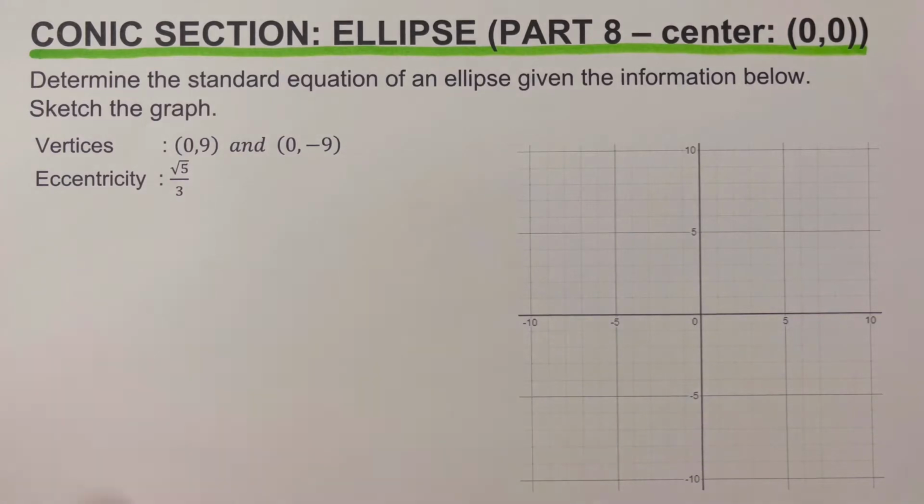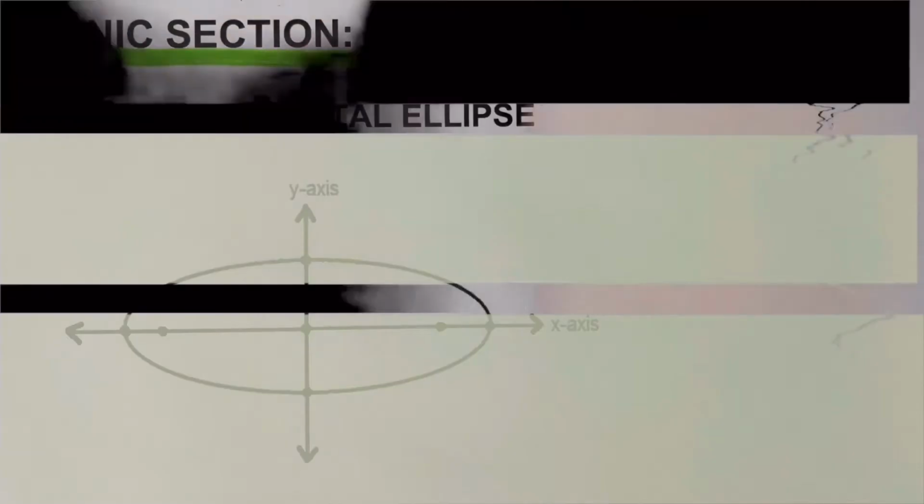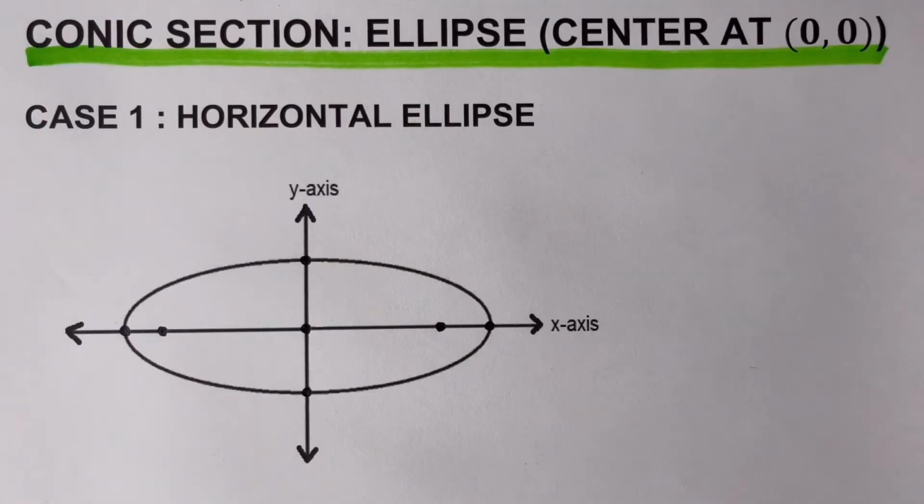Before we go over this example right here, let's have a review on the parts of an ellipse and the two cases of an ellipse with center at (0, 0) or at the point of origin. We remember that there are two cases of an ellipse. The first case here is the horizontal ellipse. Before we go over this case, let's have the parts of every ellipse.